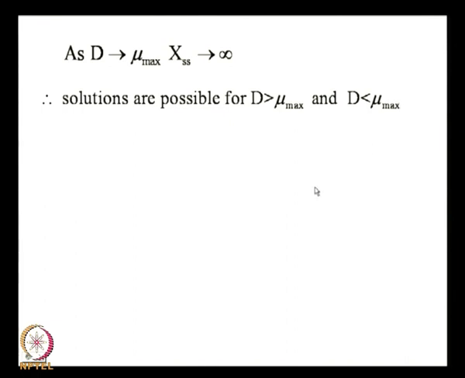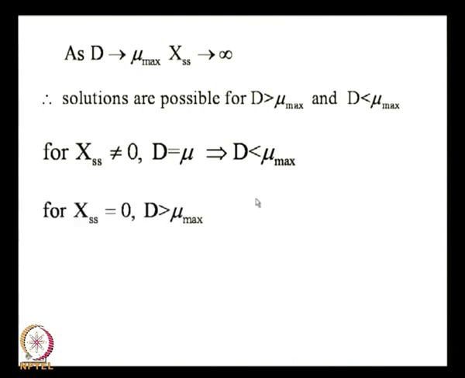Clear? No confusion, right? This is what I said, that we are working in the space of d less than mu max, because if d equals mu, then it is not possible for d to be greater than mu max, since mu max is obviously greater than mu. Now, for XSS equals 0 with d greater than mu max, it is in the feasible range, but it is not of any interest to us. If no cells are being produced, it is of no interest to us. So, this is just another possibility.